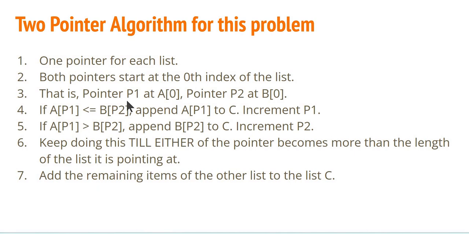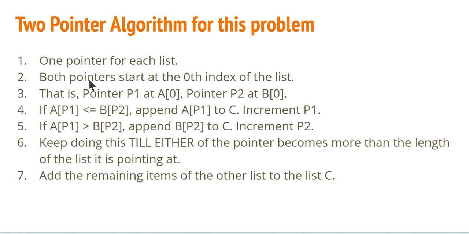Having looked at the different options to solve the problem of merging two sorted lists, let's now focus on the two-pointer algorithm for this problem. The way we are going to go about this is that we are going to set up a pointer for each list. Now this is different from the pair sum problem where we had pointers pointing on the same list, but here we are going to point them on different lists.